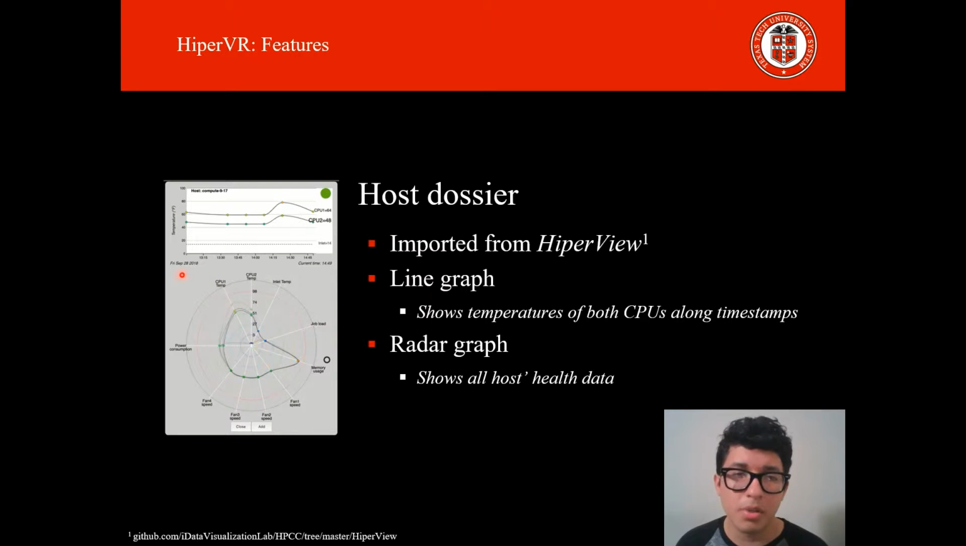In the bottom part of the dossier, it shows a radar graph, and this one shows all of the host's health data. So we can see, for example, the CPU1 and CPU2 temperatures. We can see fan 1 and fan 2 speed, among many others. So this is pretty much specific to one host, instead of looking at the whole rack's coloring.